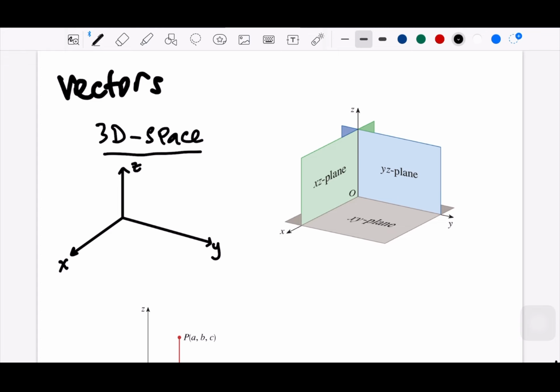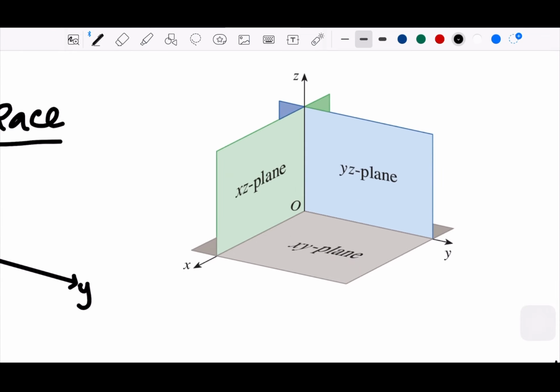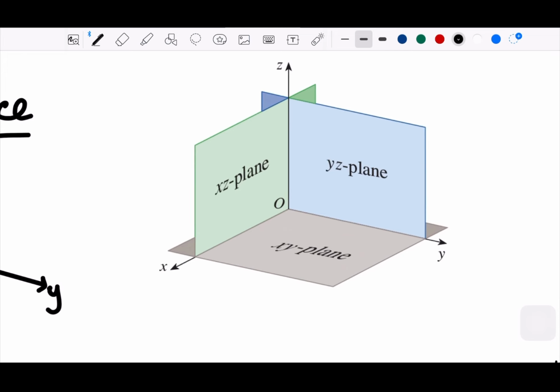Okay, and then we can also imagine that between these axes we have some planes that we call the xz, yz, and xy plane, like this picture here. It's like they are slicing the space, right?